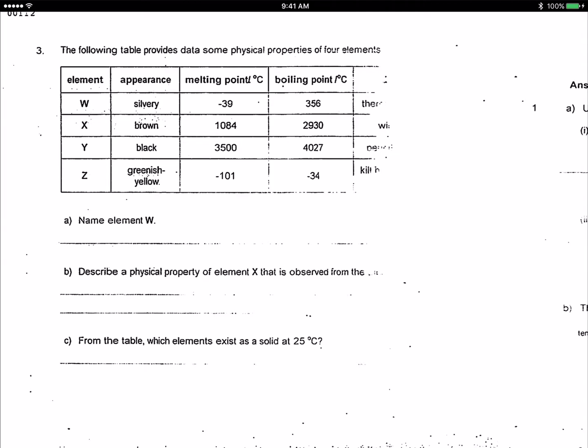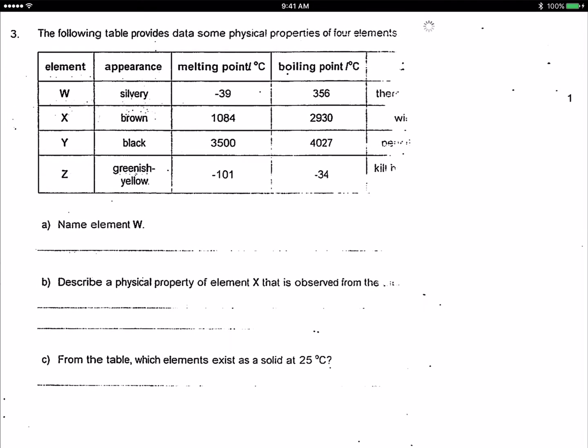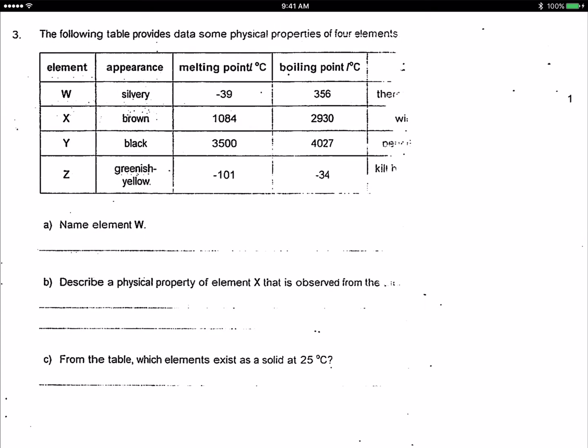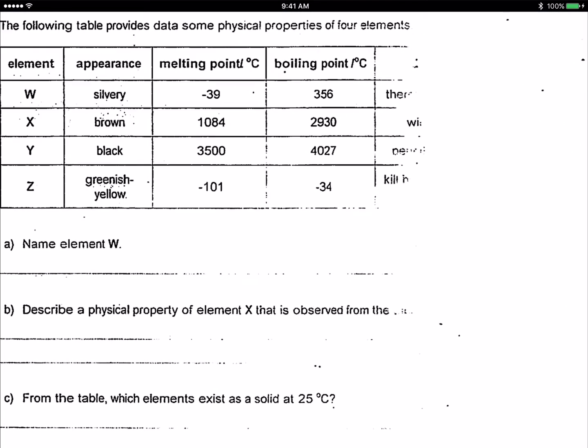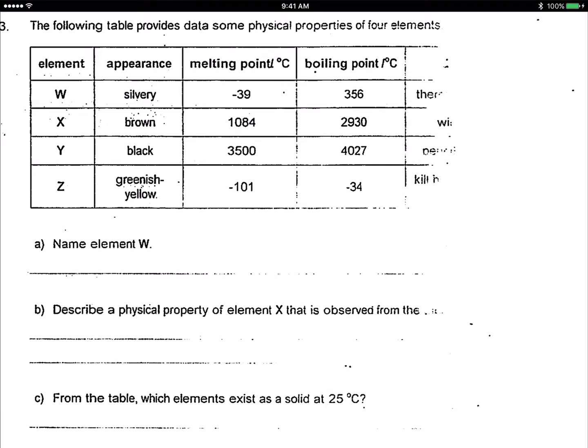Oh man, one column is missing. Okay, there's a column missing, I can't really tell what it is, but I can guess. Now, element W, I think it's mercury because it's silvery, melting point -39, and used in the thermometer.